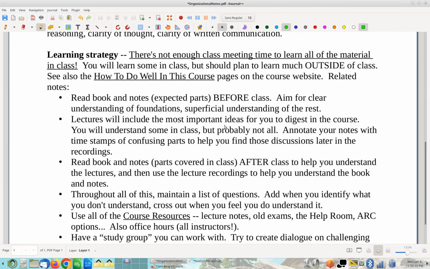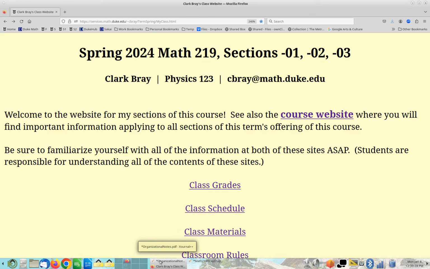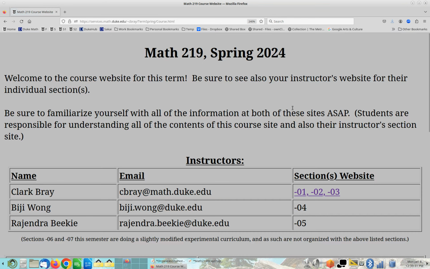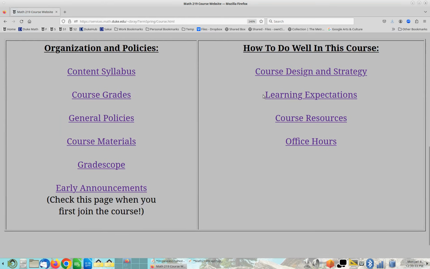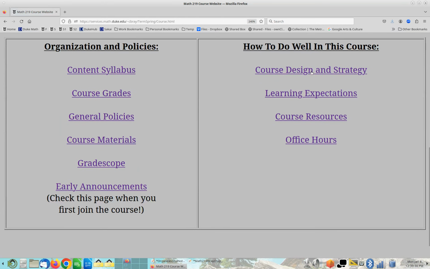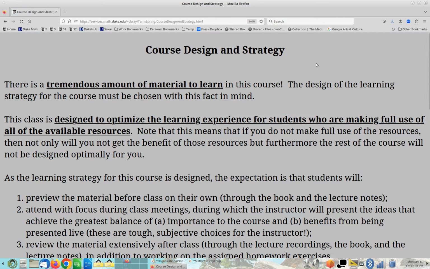Let's see here, last bullet point, or last major heading anyway, learning strategy for the course. Let me again go back to the class website and specifically to the course website. Notice, I guess while I'm here, I should point out the course design and strategy. And so it's important to understand how this course is set up. What is my strategy for how to help y'all learn the material? And there's an important subtlety here that you need to understand.